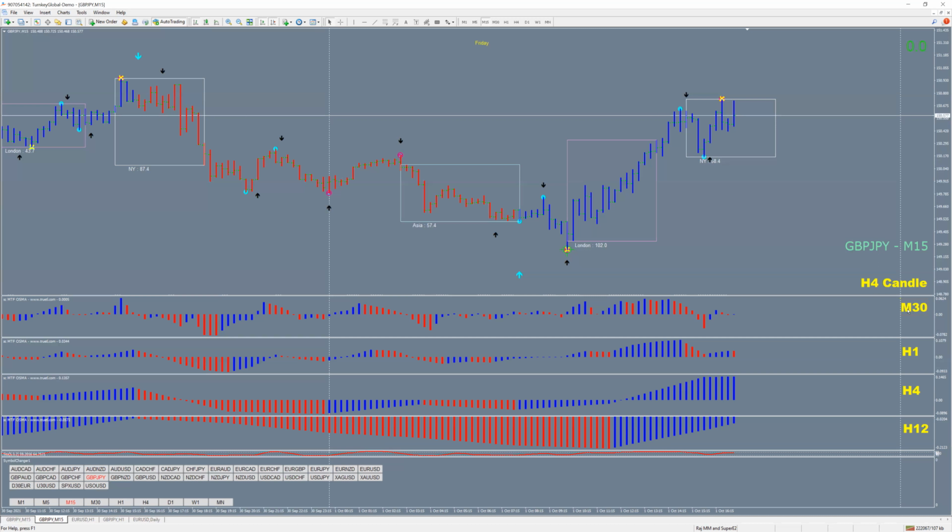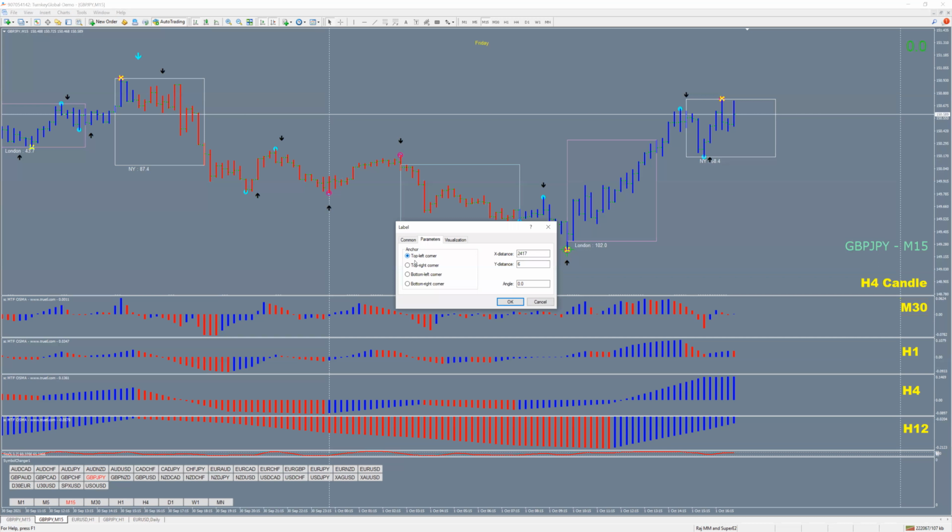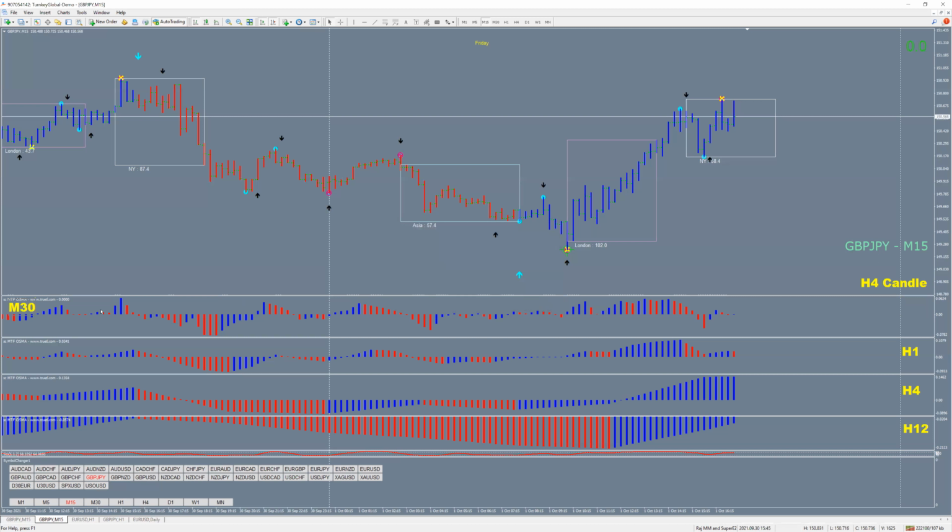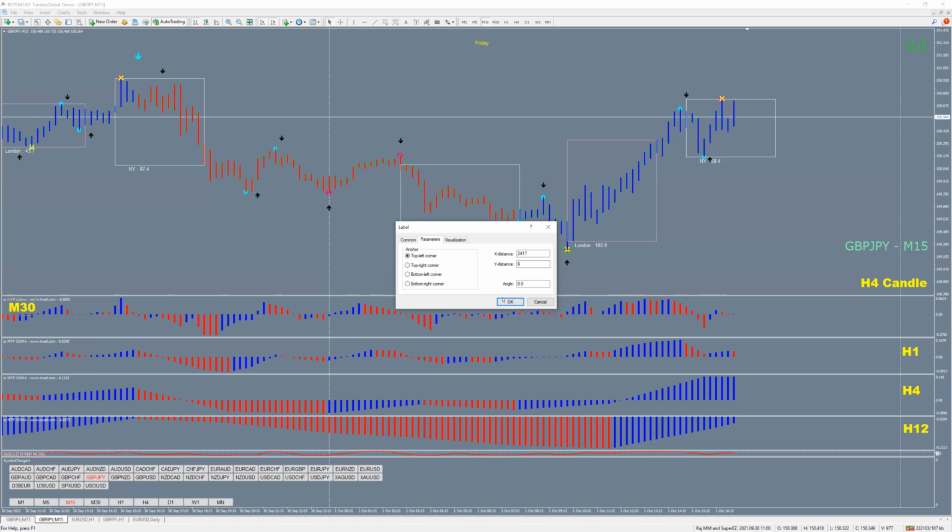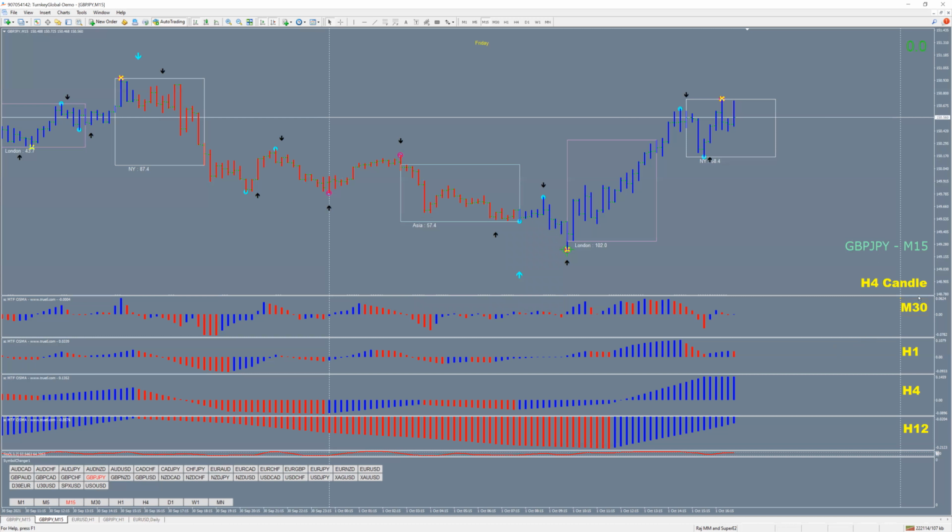Anchor it with the parameters tab on the right side instead of the top left corner. That'd probably be about a setting of 10 on the X axis if you click top right. It's actually the top left, but I don't know why it does that. And then it brings it out over here. It anchors.